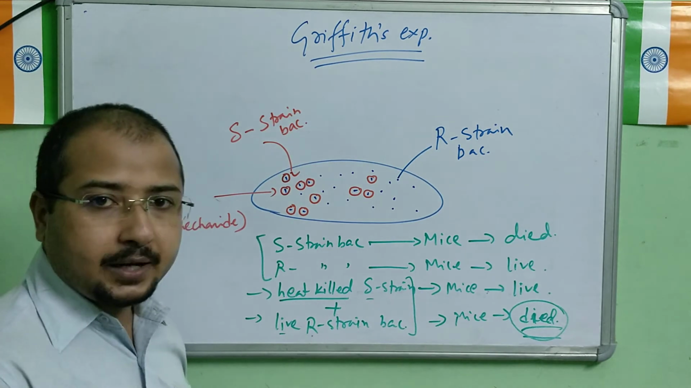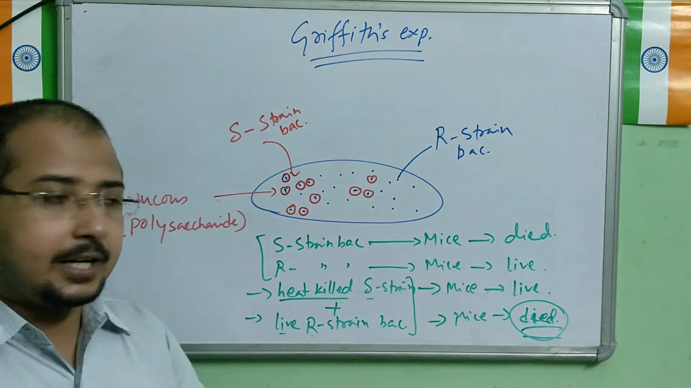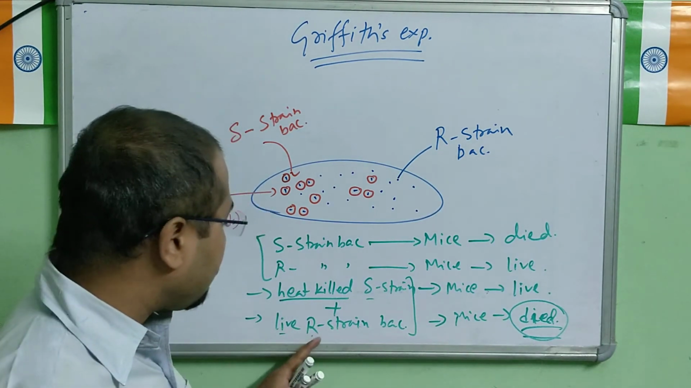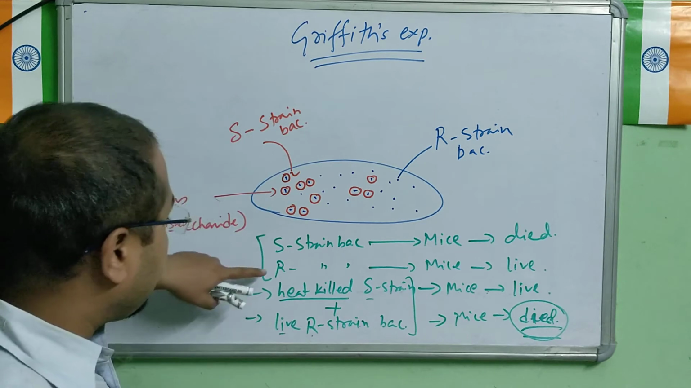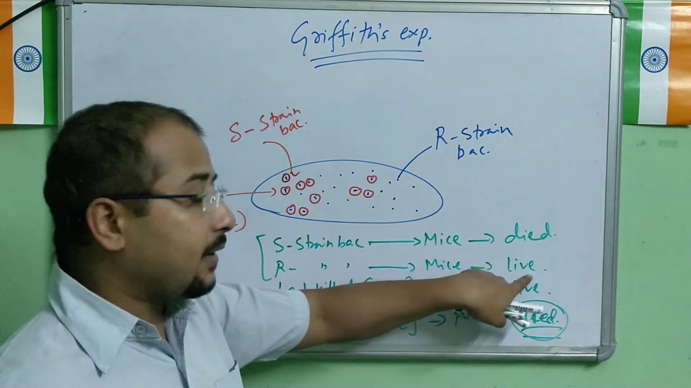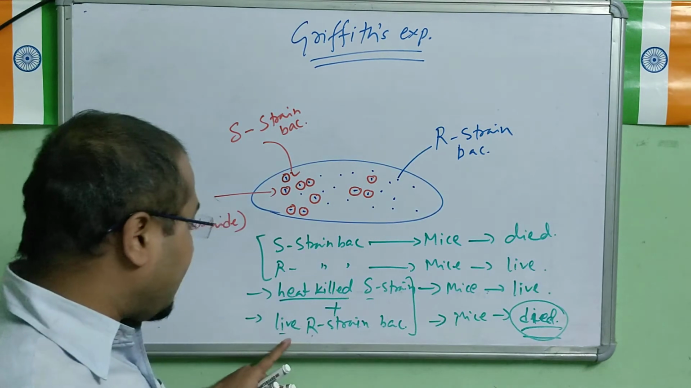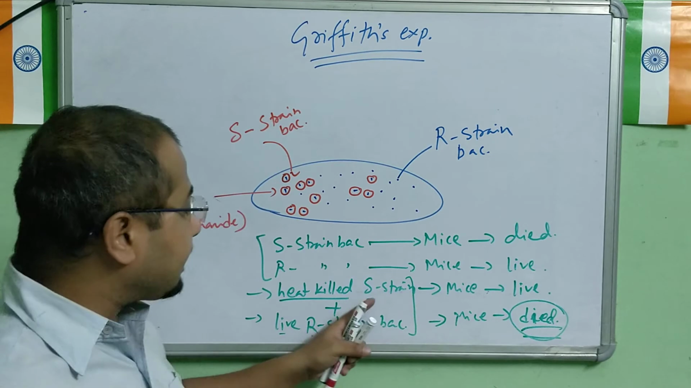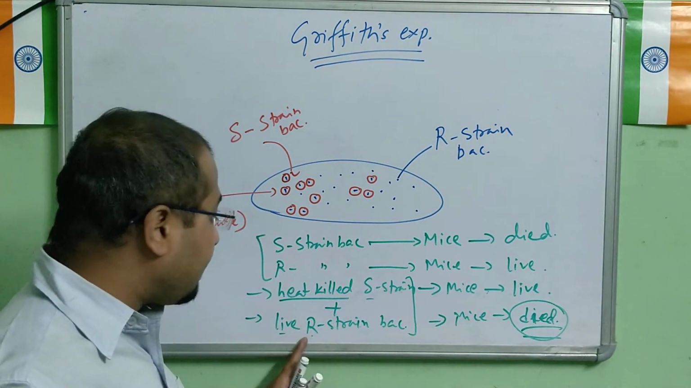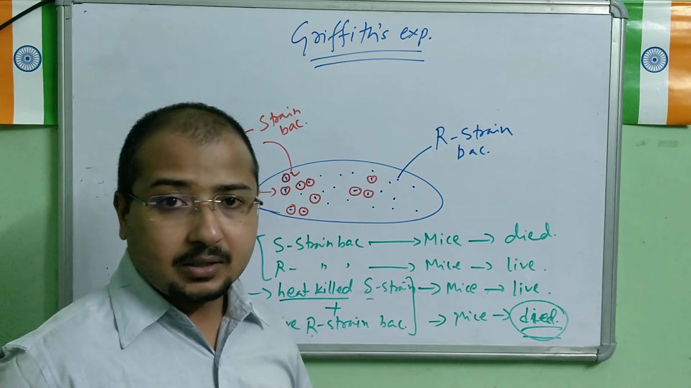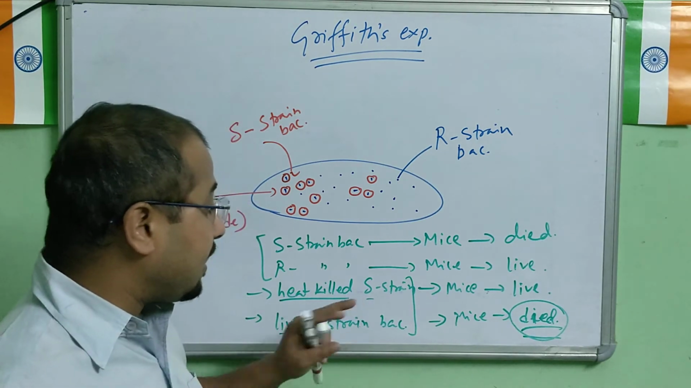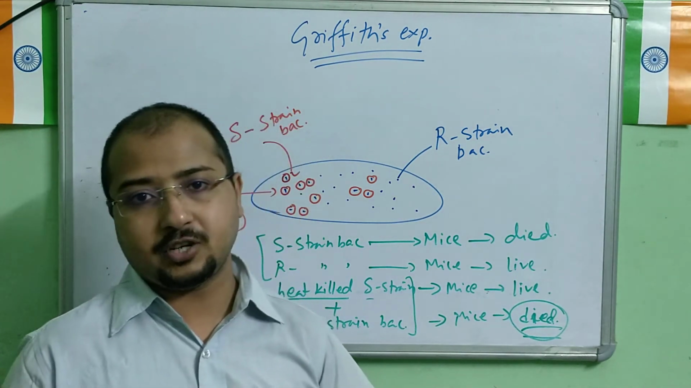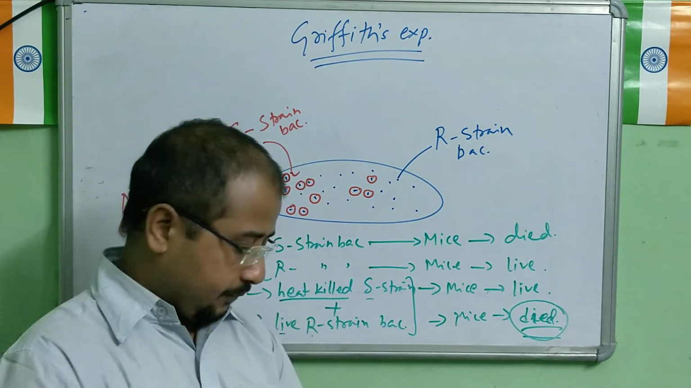That is what the conclusion should be, right? Because when only heat killed S strain was injected, the mice were alive. But when mixed with the live R strain, they died. It means that somehow the R strain became poisonous, because when live R strain was introduced alone, they were alive. They did not do anything on their own. But somehow the R strain bacteria is transformed, and somehow this S strain bacteria helps in transforming the R strain bacteria into S strain bacteria. That is what Griffith concluded.